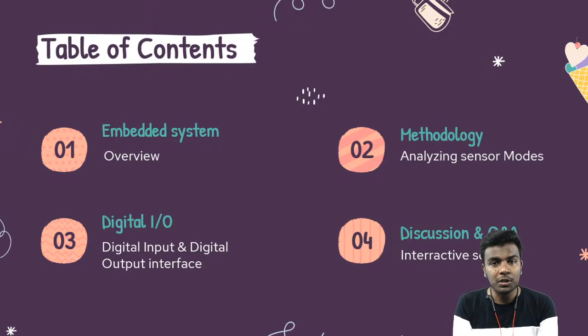And digital IO: we are going to use digital input and digital output interfaced with the Raspberry Pi. From here we are going to handle the 40 GPIO pins of the Raspberry Pi. And finally, of course, we are going to have a discussion and a Q&A.